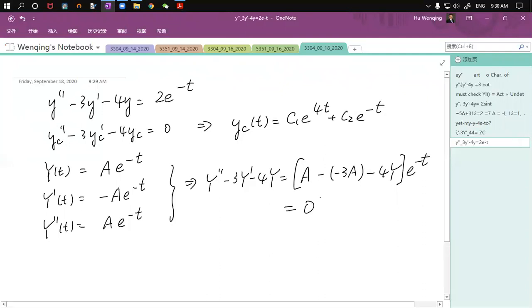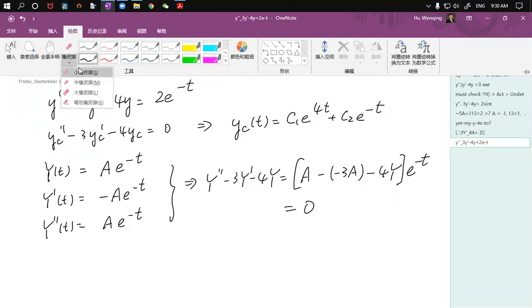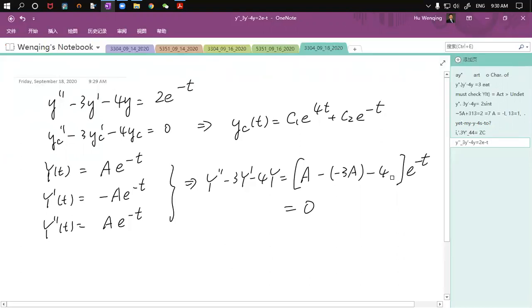This is going to be 0, because a minus 3 times minus 3, so that's 4a minus 4, here the y is actually equal to a. So y is actually equal to a. It's going to be 0, and if it's 0, it doesn't give you anything. Is it good, right? So it never gives you 2 times e power minus t.